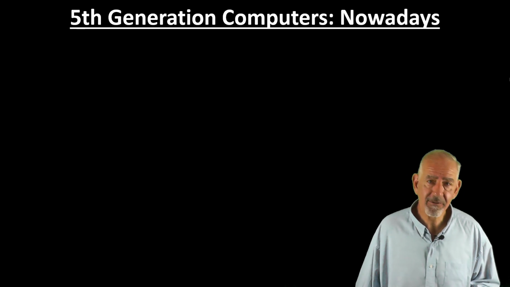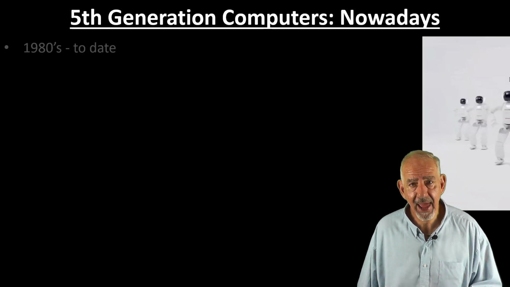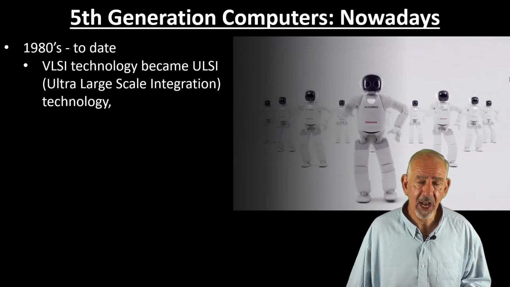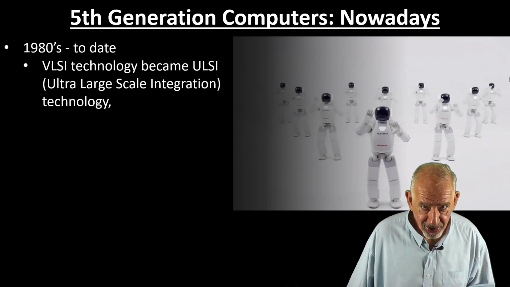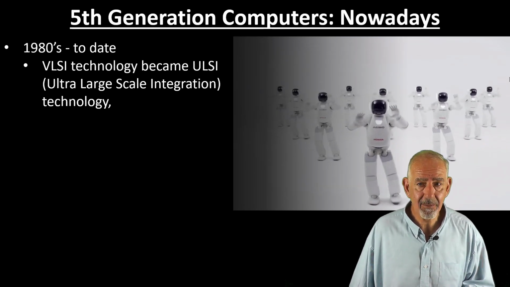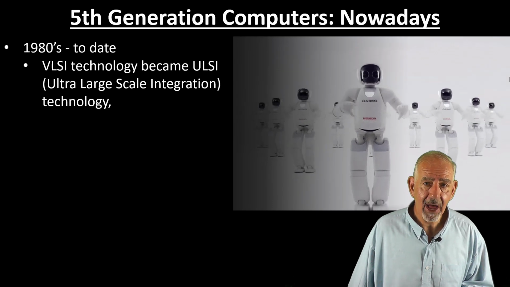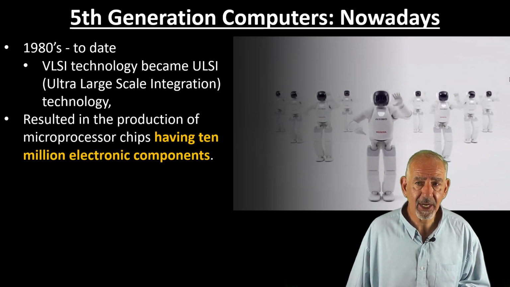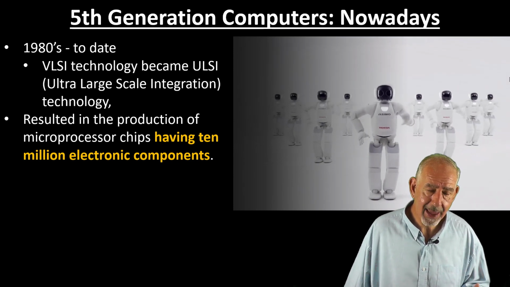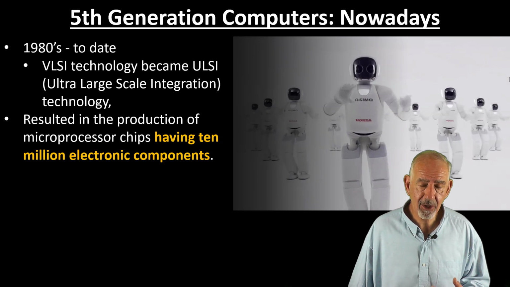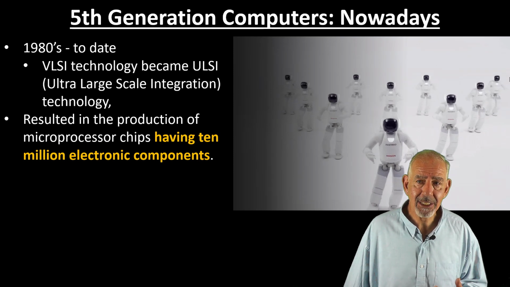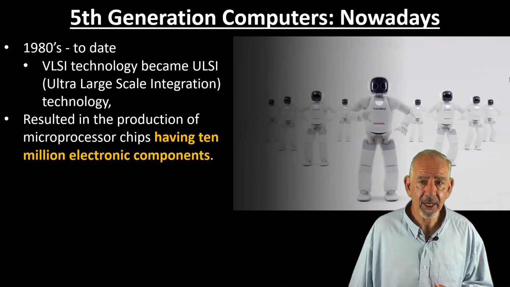And now we come to the fifth generation, and that's where we are now, from 1980 to date. And we use what we call ultra large scale integration. Not very large scale integration, but ultra large scale integration technology, which basically means these chips can have upwards of 10 million electronic components. But if you compare that to one of Apple's latest chips called the M, it's decided to move away from ARM and create its own chip so it didn't have to rely on anybody else. We're talking about 28 million electronic components.